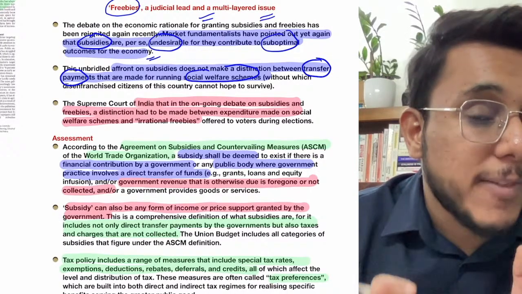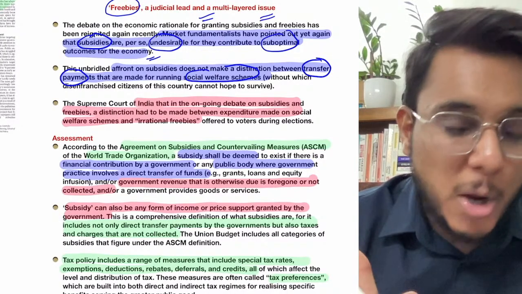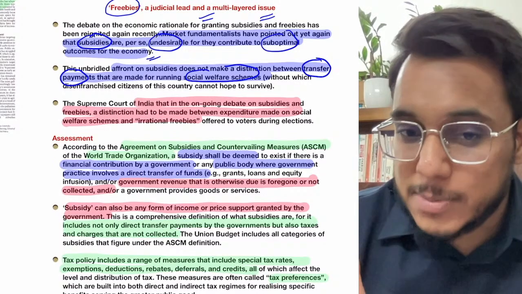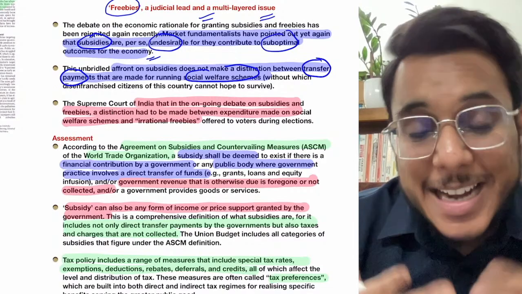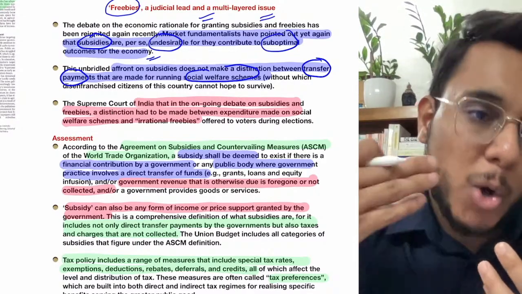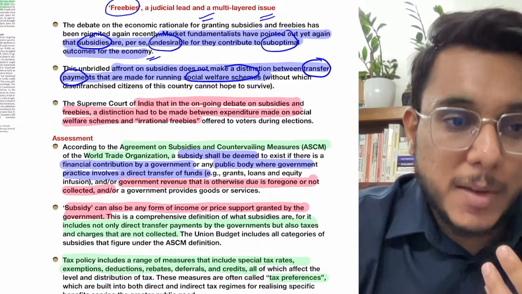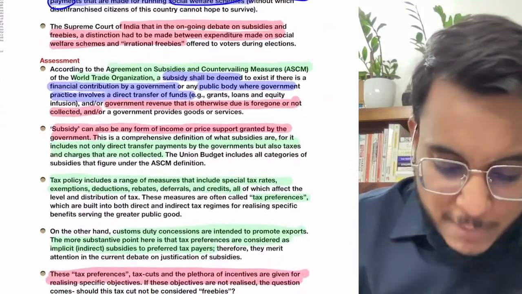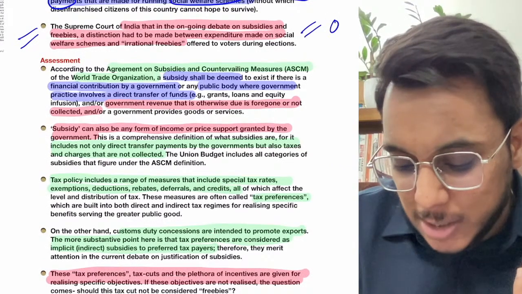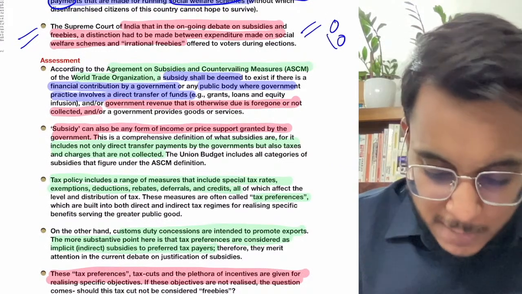Actually, these are not freebies, these are social welfare programs, because when children are given midday meals and subsidized health and education, it will help grow the human resource in the long term. So this is not actually a freebie, it is social welfare. But how to make this distinction? There will always be a confusion between a freebie and a social welfare program.